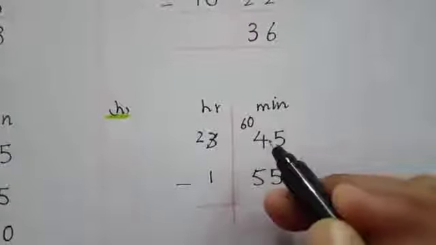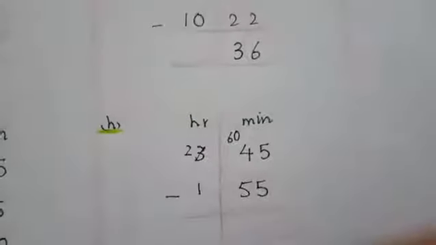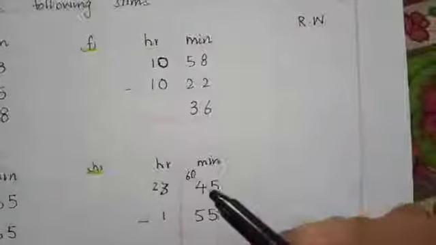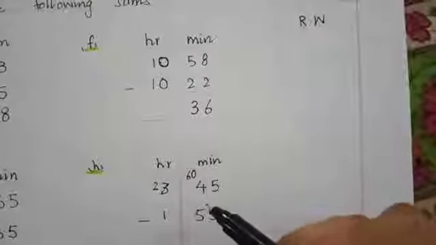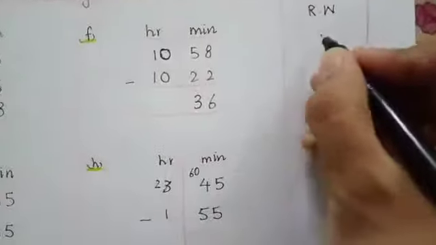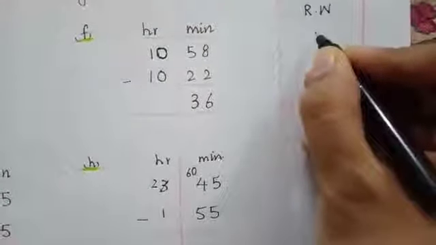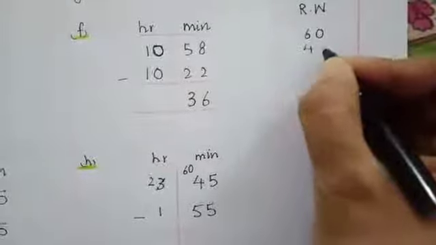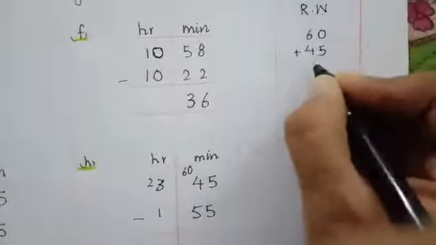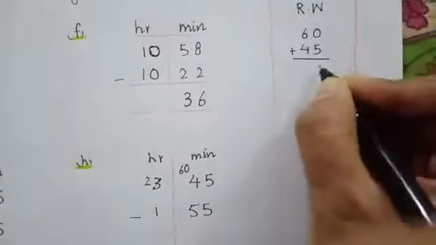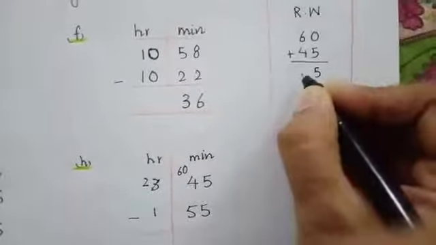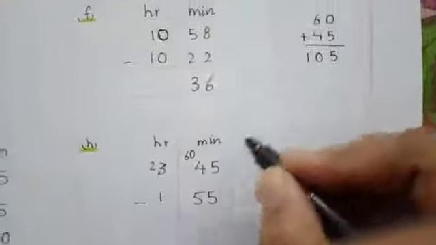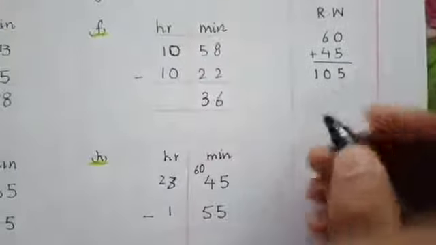Now we will add 60 and 45 in the rough work. Students, now we will add the 60 and 45 minutes. After that, we subtract 55 from the answer. Look at this, it's 60 plus 45. 0 plus 5, it's 5. And 6 plus 4, it's 10. What is the answer? It is 105 minutes.